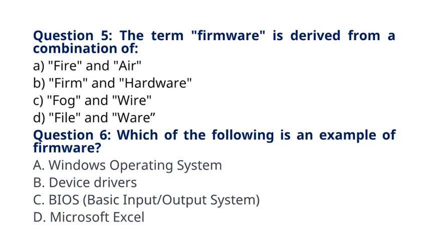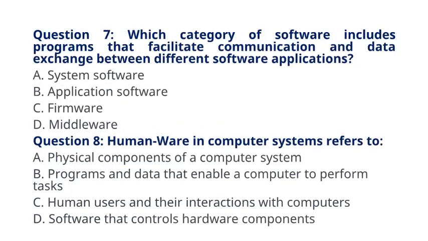BIOS, basic input-output system. Explanation: BIOS is an example of firmware that initializes hardware during the booting process and provides basic input-output functions to the operating system. Question 7. Which category of software includes programs that facilitate communication and data exchange between different software applications? A. System software. B. Application software. C. Firmware. D. Middleware. The correct answer to question 7 is option D.